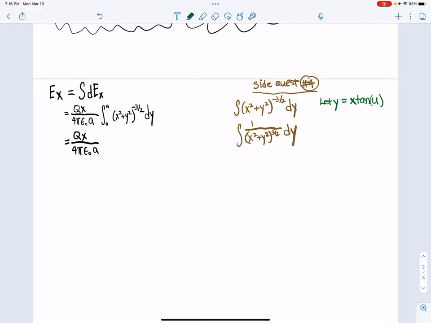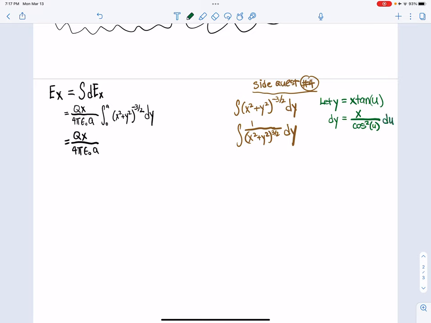So if I let y equal x tangent of u, my dy is going to be equal to, x is just a constant, so that's x, times the derivative of tangent of u, which would be secant squared of u, or 1 over cosine squared of u. So therefore, my dy would be x, because that's a constant, over cosine squared of u, du.